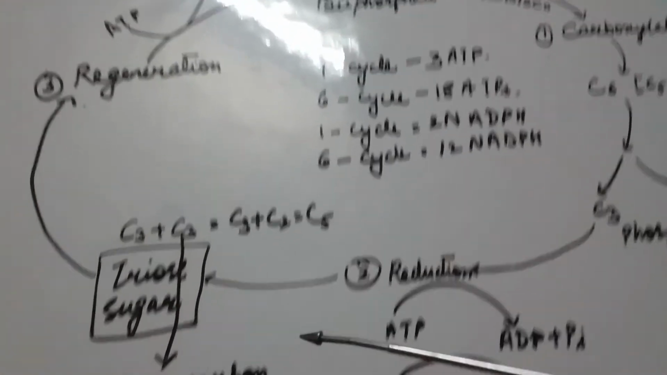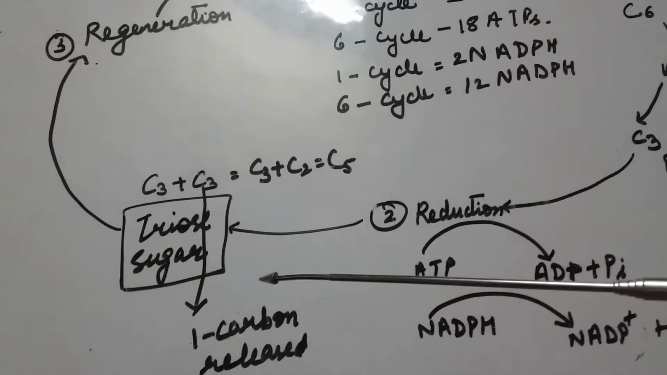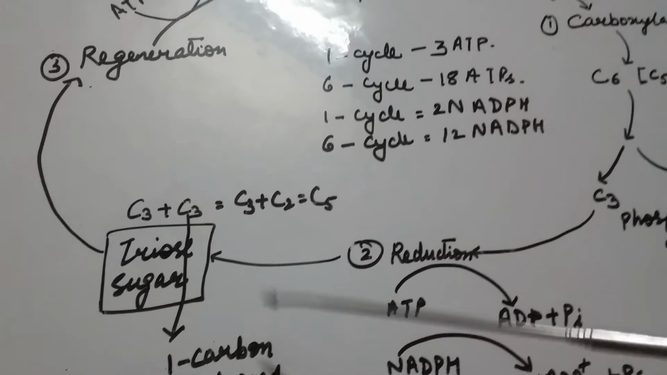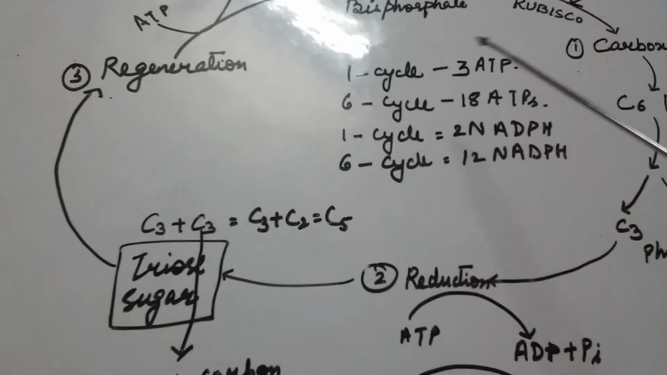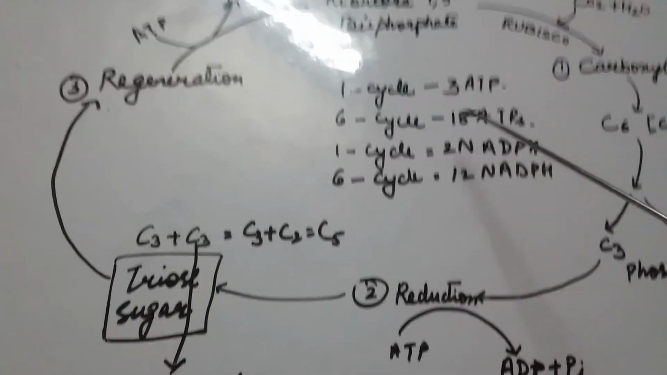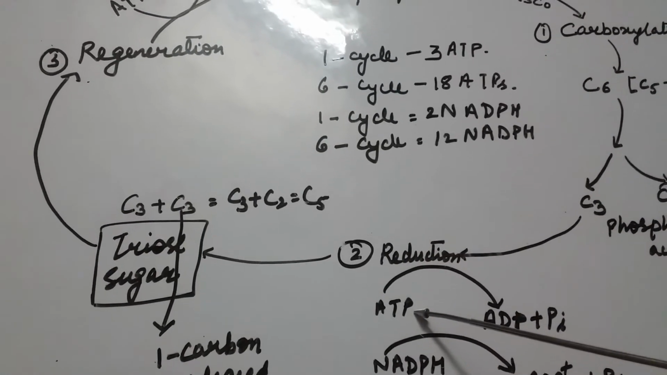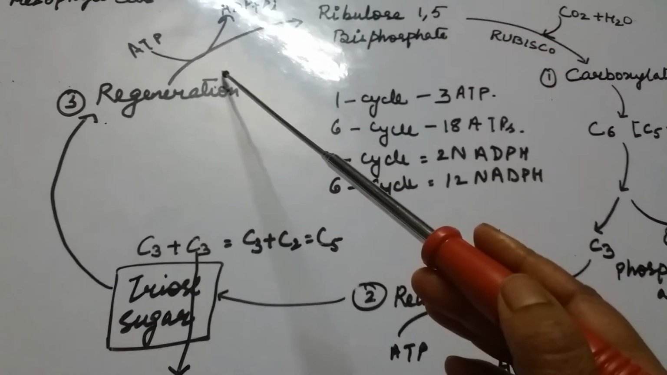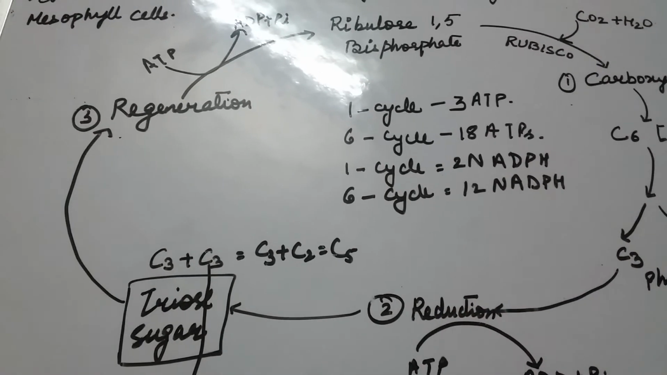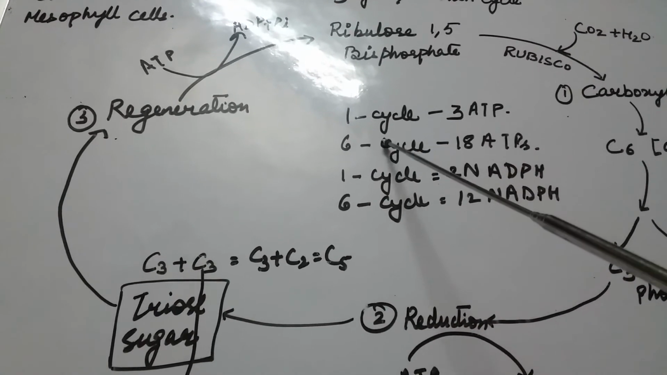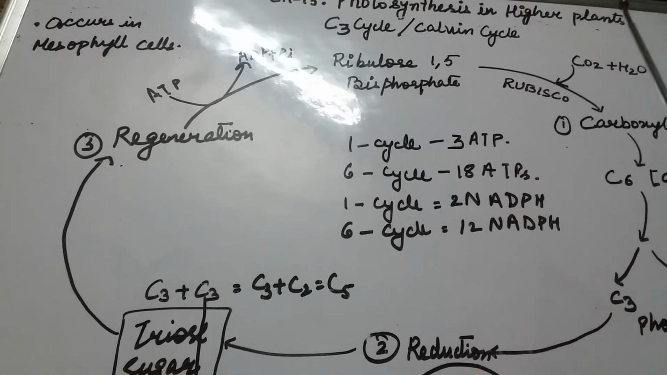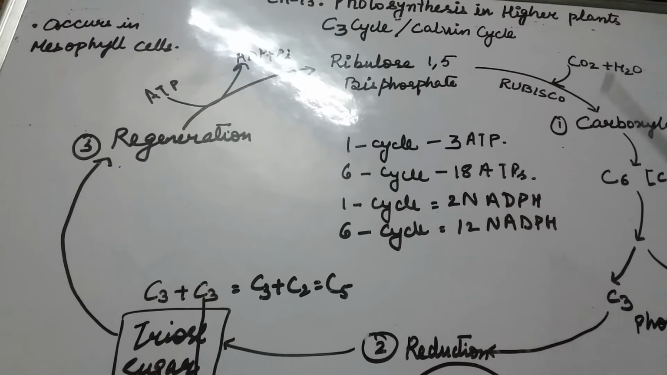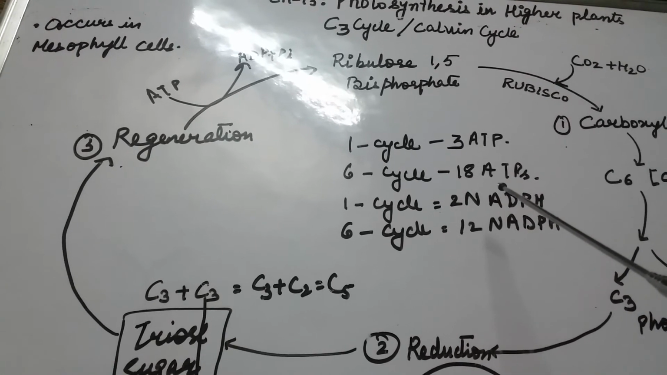Therefore, we can say in the Calvin cycle or C3 cycle, when one carbon is released, that means one cycle results in the release of one carbon and 3 ATP molecules are utilized, 2 here at the reduction process and 1 after the regeneration process. Thereby, when the 6 cycles of C3 occur to release one glucose molecule, then 18 ATPs will be utilized.